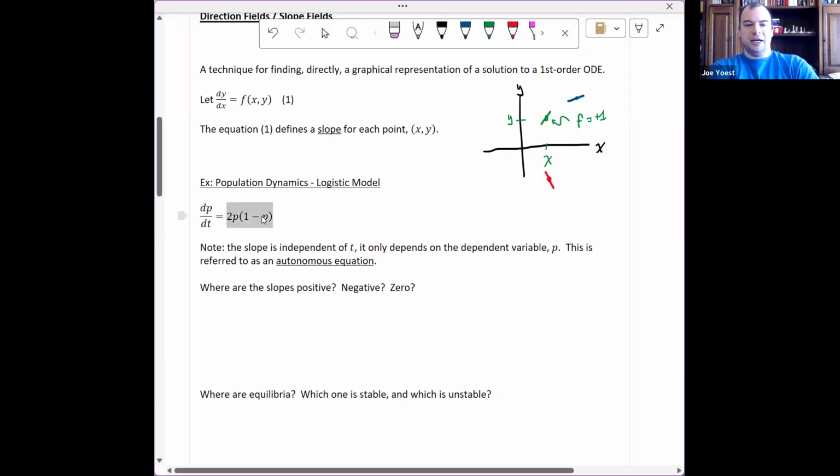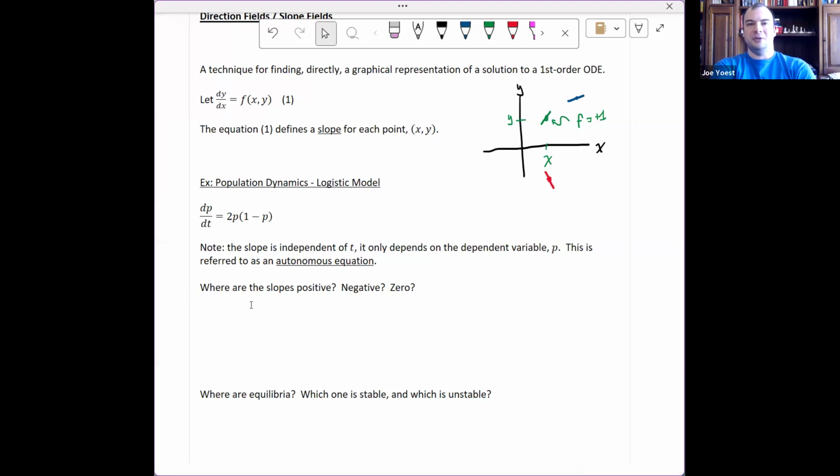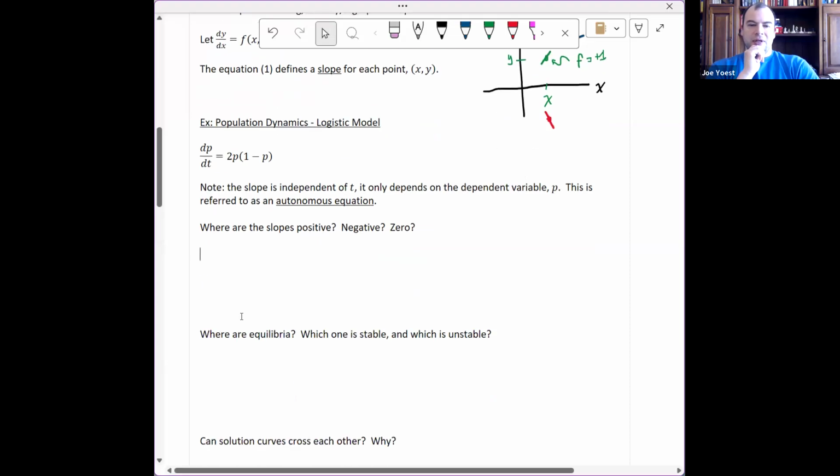So the right side only contains the dependent variable, 2p, 1 minus p. So to know how fast the population is increasing, all we need to know is the population value right now. We don't need to know what time it is right now, how much time has elapsed in this scenario. So we could ask questions like, is the slope positive, negative, or zero?